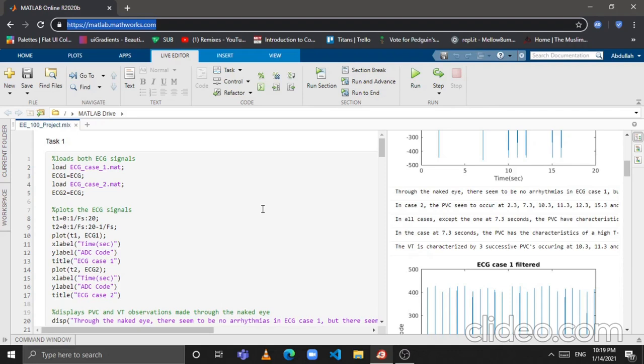Assalamualaikum. Our group, consisting of myself, Abdullah Ahmed, Talha Ahmed, and Firas Abdullah, worked on the detection of PVCs and VTs in ECG signals.